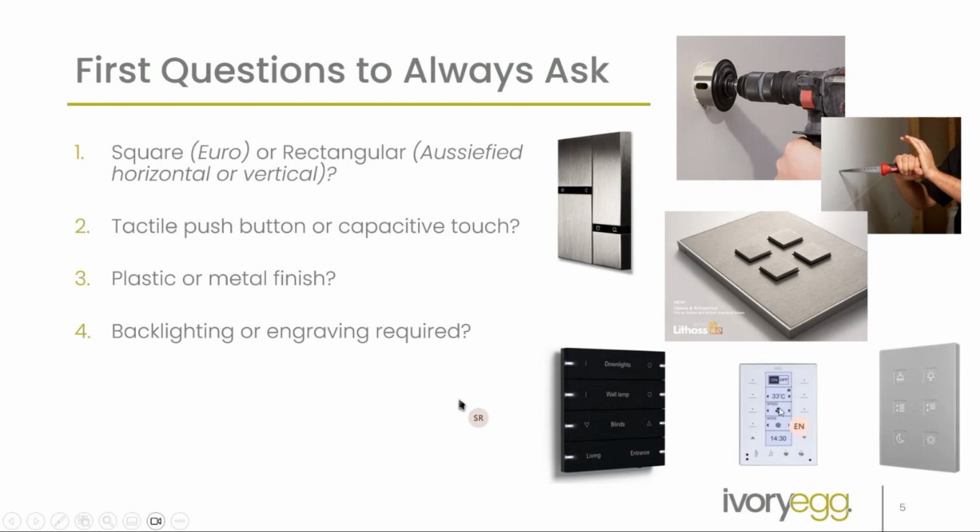And then often one of the last questions is, do they care for a backlight or engraving? A lot of people swear against engraving. A lot of people insist on engraving. This on the right is a Zennio keypad, which naturally comes with just a border around the button, or you can choose to have it engraved. As soon as you start getting to 6-gang, it can become very confusing if you don't have any labels. So that is a question worth asking.